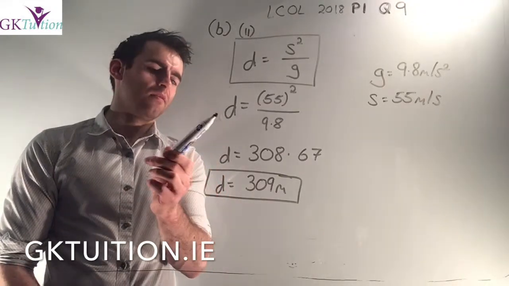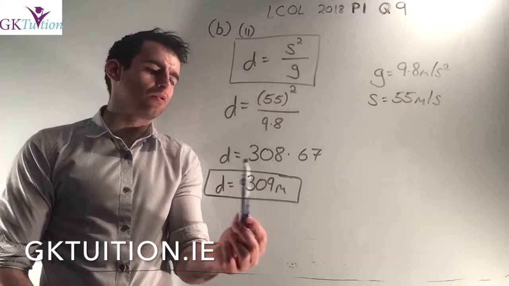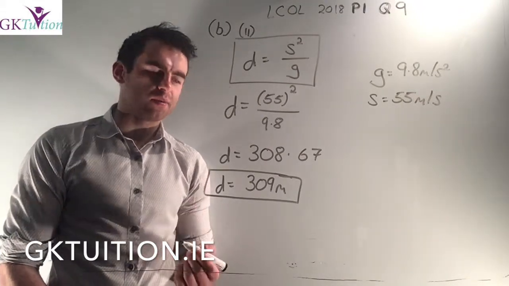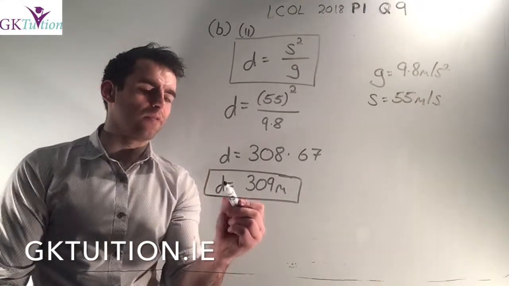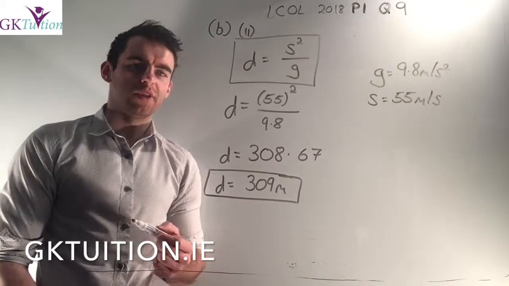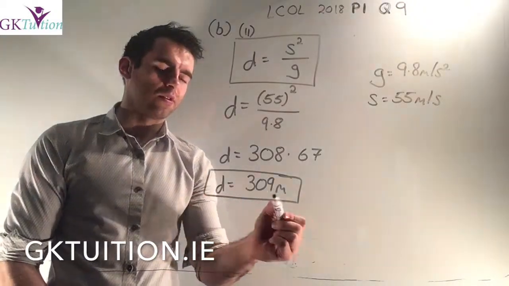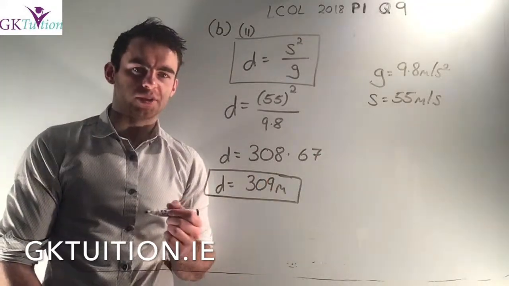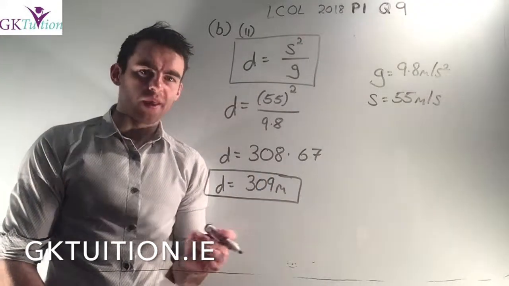If you plug it into your calculator, it ends up as 308.67. But it asked you to leave this to the nearest meter, so you round up and your final answer is 309 meters. If a tsunami occurred at 309 meters under the water, it would reach a speed of 55 meters per second. Now, I hope all of that makes sense.